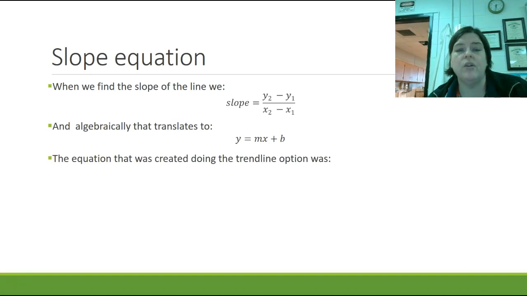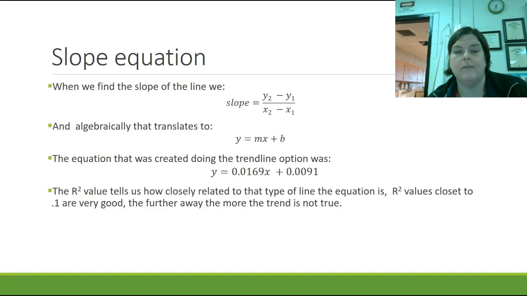So this equation was created using a trend line option in Excel. I create all my graphs using Excel, and I use the trend line option in Excel 2016. When I do that, I get the equation y is equal to 0.0169x plus 0.0091. That's my equation. And so I know what the slope is. I know where it crosses the y-axis, where x is equal to 0. I know all that information.